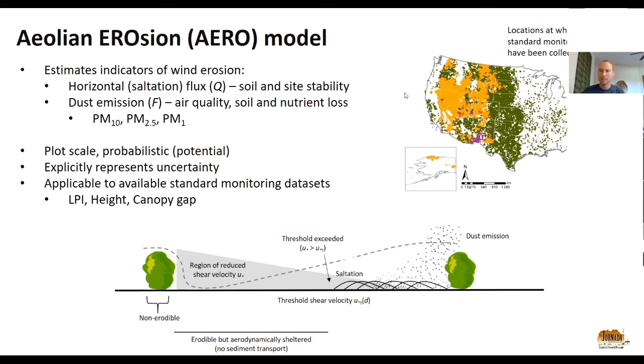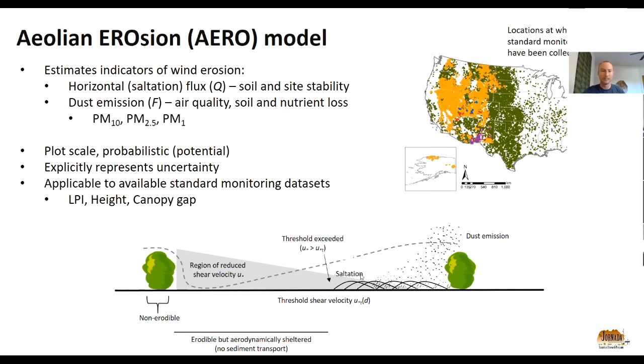So the map on the top right here just shows the extent of the core methods data sets that we have available to run Aero on now. I think about 70,000 locations have been monitored that we can now apply Aero to, which is really neat. And the sort of diagram down the bottom just shows the key processes that Aero is representing. And the outputs are sort of the saltation flux of sediment across the surface and the dust emission up and away from the surface.